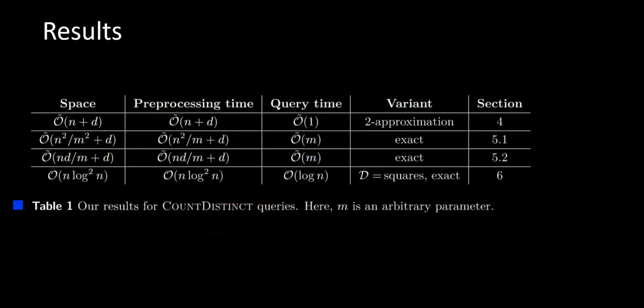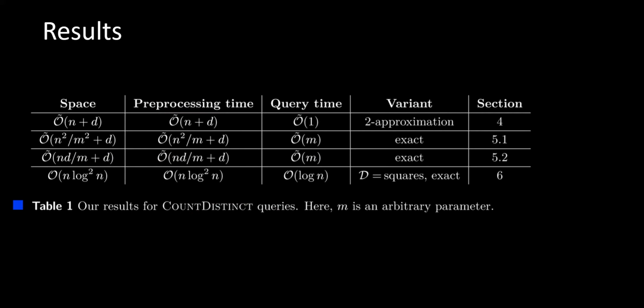All right. So let's look at our results. We have 4 kinds of results. The most interesting of them are the first and the fourth one. I mean, most interesting algorithmically. The first is a 2-approximation, and we have achieved this with constant query time and small space and preprocessing time. And this will be the main point of this presentation, to show that algorithm and prove how it works.